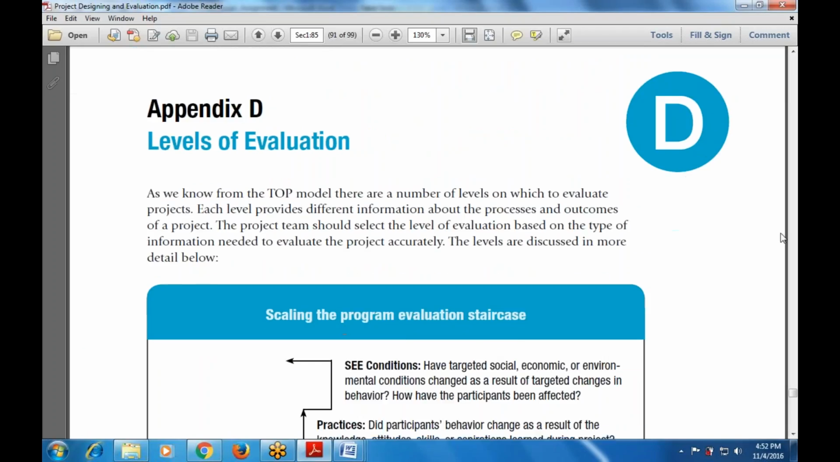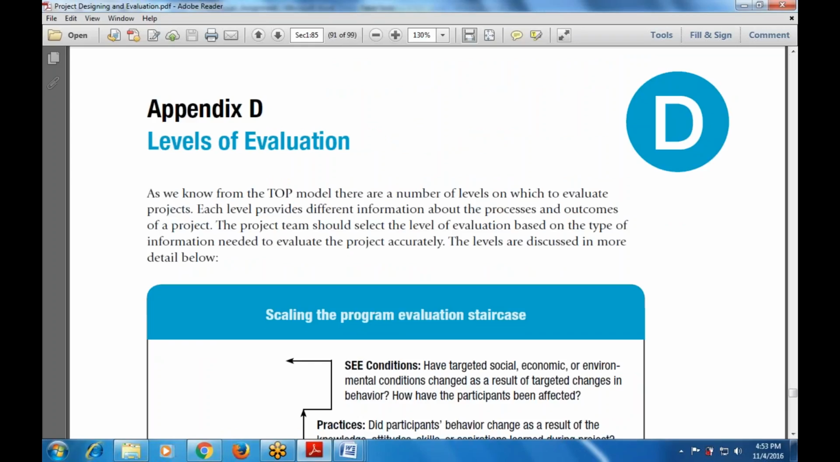As you know from the top model, there are a number of levels on which we have to evaluate the project. Number of levels in the sense of the number of ways, or the number of activities, by which we are evaluating the project. And each level also provides different information about the processes and the outcomes.